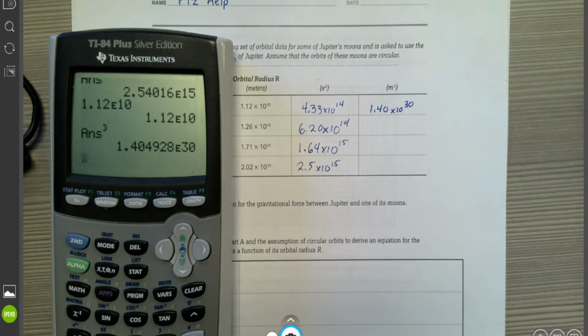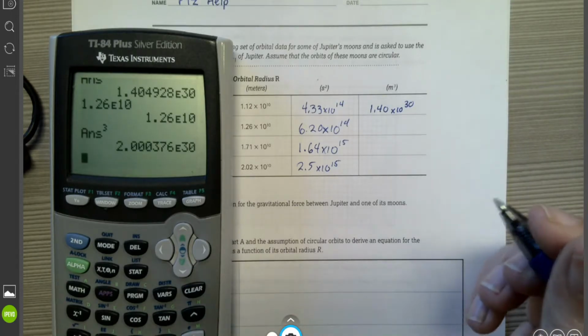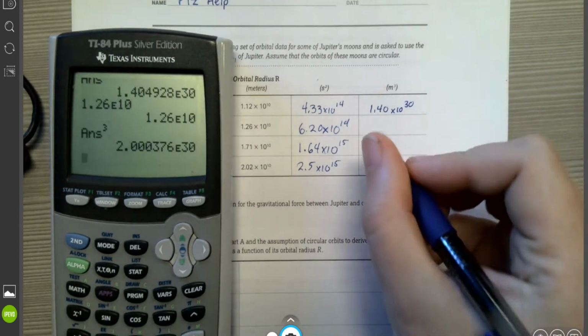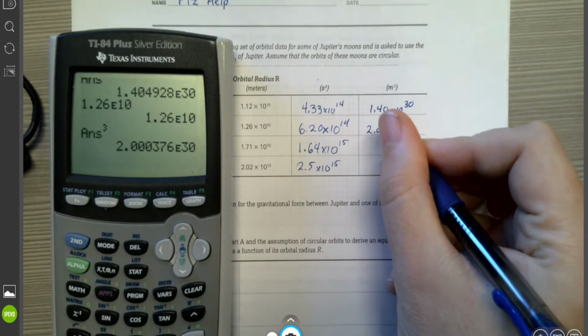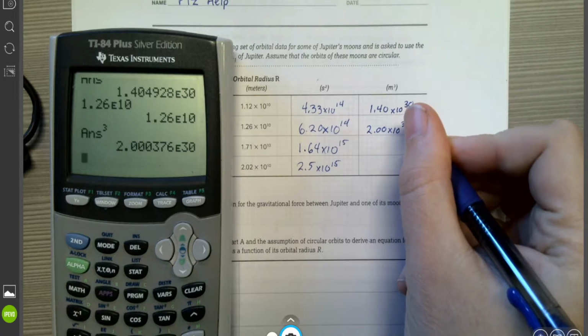Next one in line is 1.26 times 10 to the 10th, so 1.26 EE 10th power. Hit enter, and then raise it to the 3rd power. That comes out to 2 on the dot, 2.00 within a margin of error. 2.00 times 10 to the 30th power.